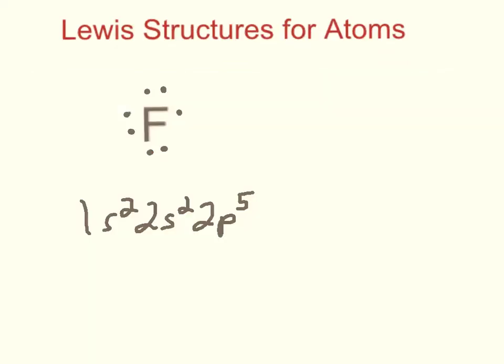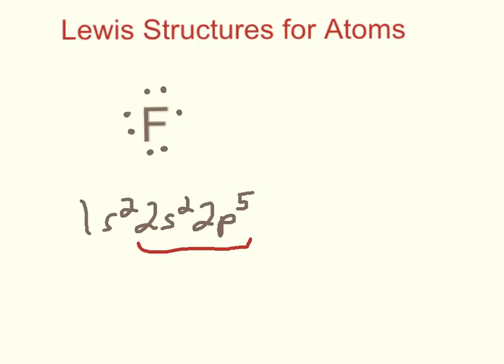Before we tackle the Lewis structure for molecules, let's take a look at how you do Lewis structures for atoms to get warmed up. Now here's an example of the Lewis structure for fluorine. And we're going to compare this with its electron configuration, which is 1s2, 2s2, 2p5. As I mentioned before, the dots are representing valence electrons. And for this example, 2s2, 2p5 are the valence electrons. The valence electrons will always be in the s and p sublevels.